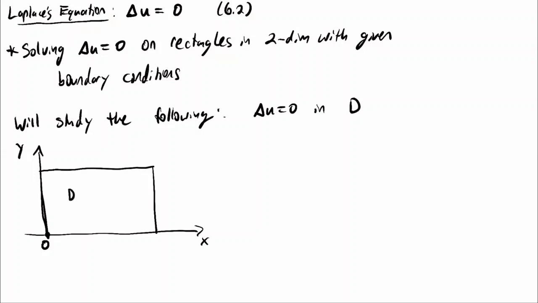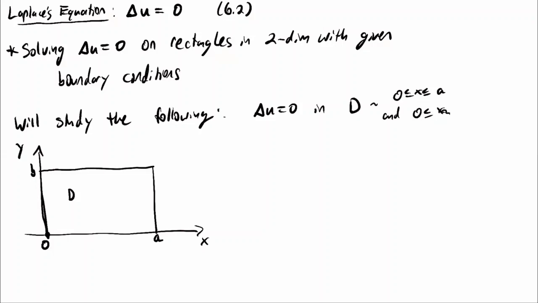And so this will be our domain D. We can describe this by two inequalities, right? So let's say x is between 0 and A, and y is between 0 and B. Well, then the domain is described by just writing down both these intervals, right?